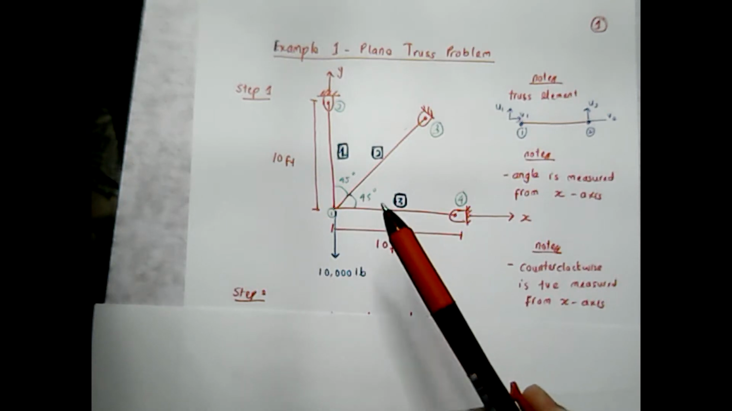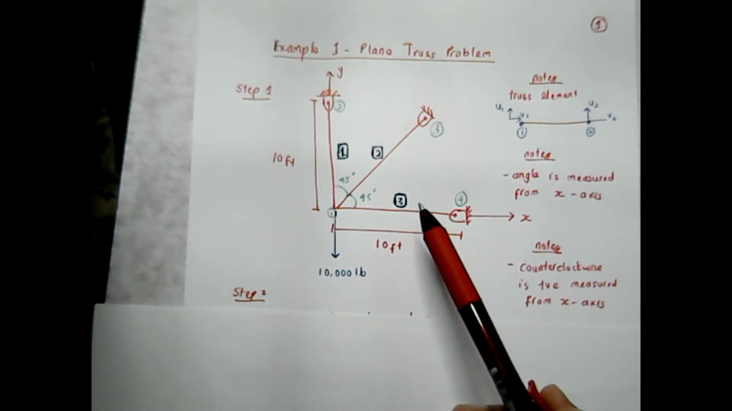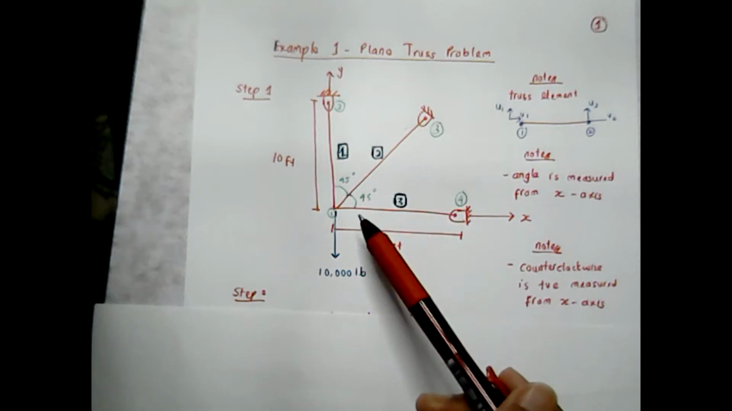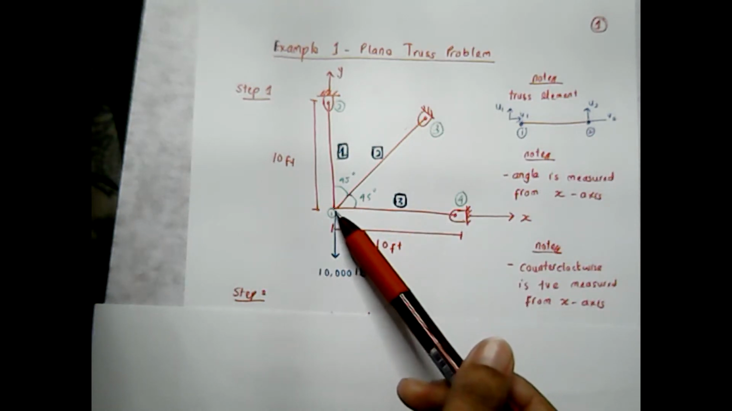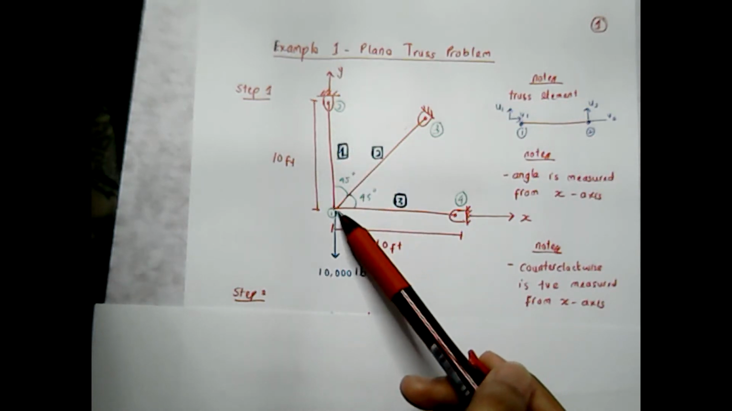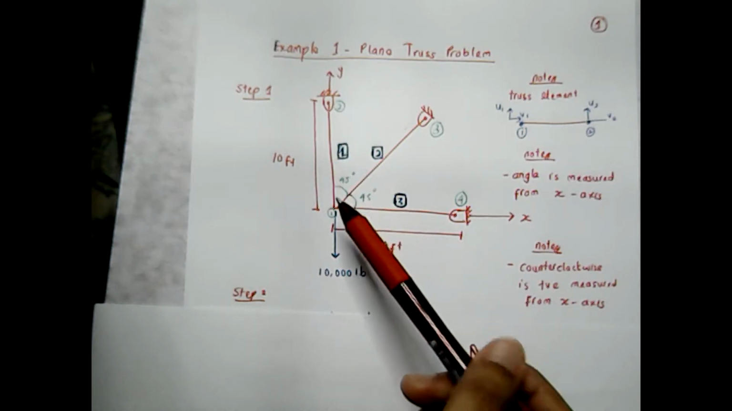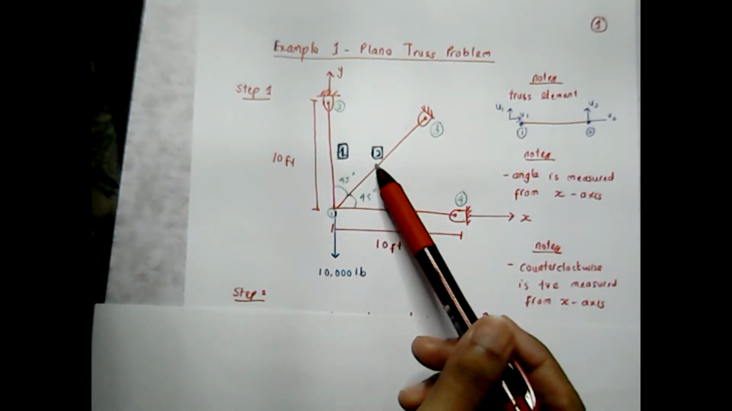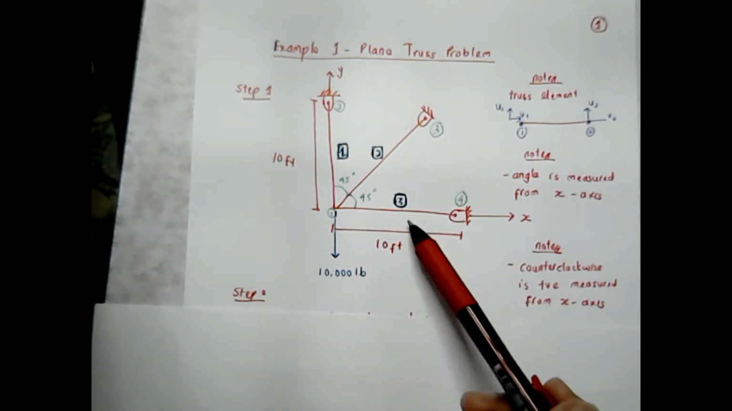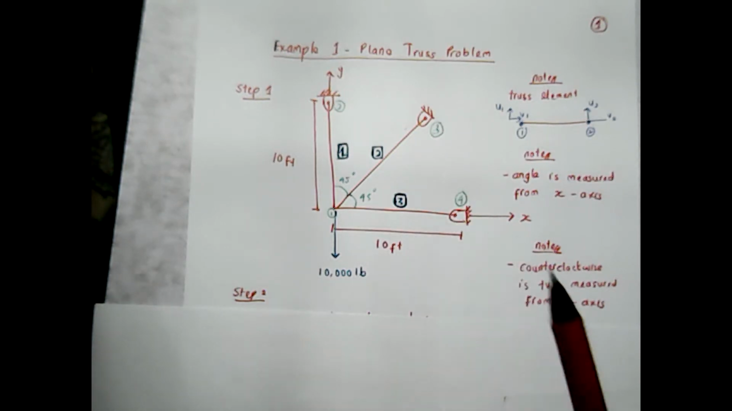The numbering is not fixed. You can number them as you like, but in this example, this is node 1 and this is node 2, and node 1 and node 2 develop member 1. Member 2 is developed by node 1 and node 3. Member 3 is developed by node 1 and node 4.